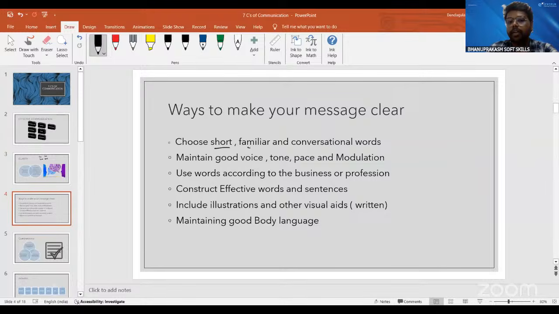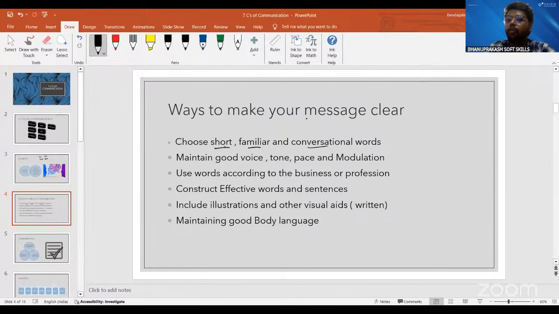Choose short, familiar, and conversational words. Others should also have some command on the vocabulary that you use. So according to the people, according to the place, you need to change your words. If you are talking with a professional person, then you can use a lot of formal words. But when you are talking with a normal person, if you use a lot of formal words, then he might not understand that. So always try to choose the short ones.